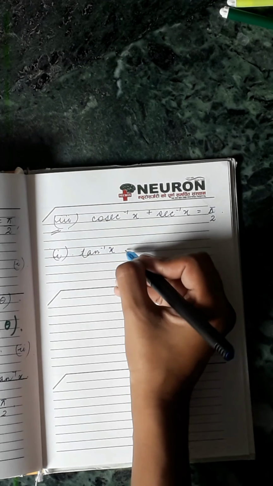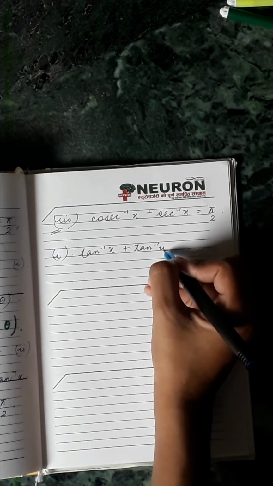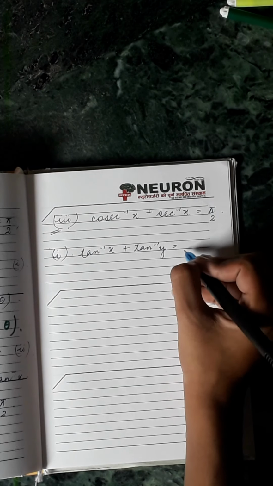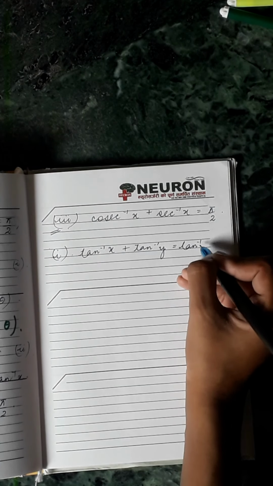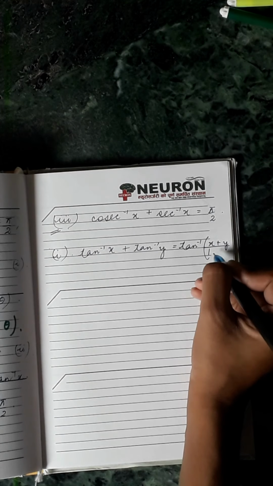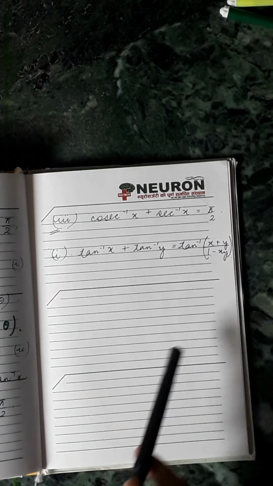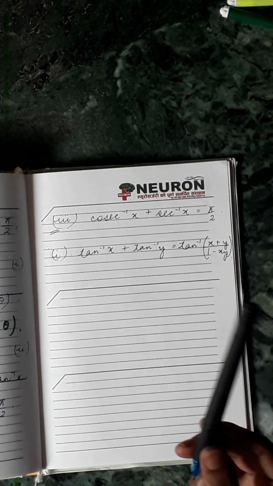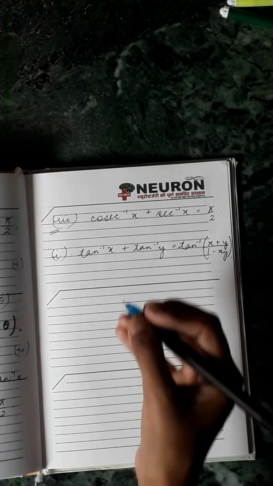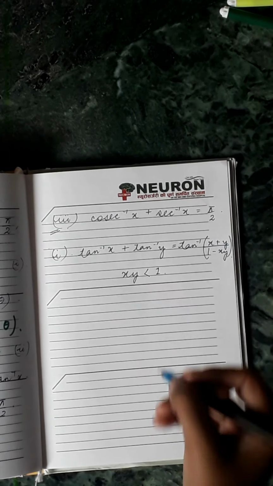Tan inverse x plus tan inverse y is equal to tan inverse x plus y upon 1 minus xy. This is the property. What is it? Tan inverse x plus tan inverse y is equal to tan inverse x plus y upon 1 minus xy. So if xy is less than 1, it is written here.